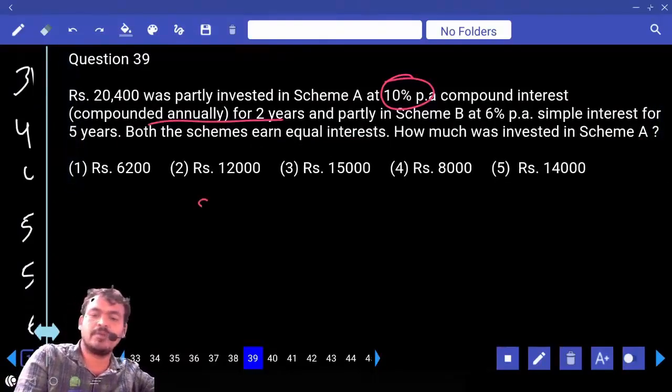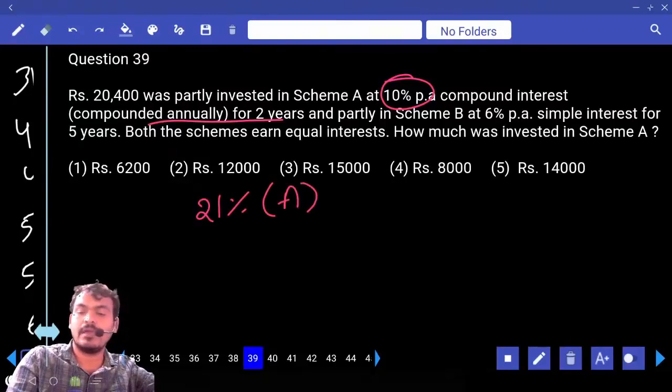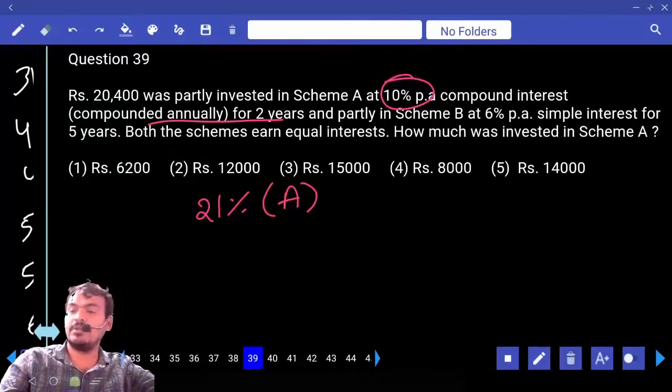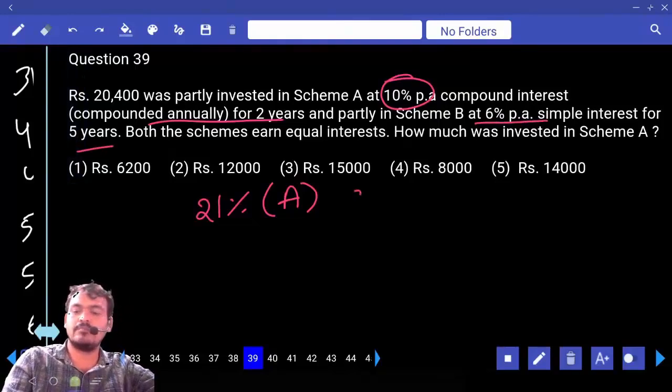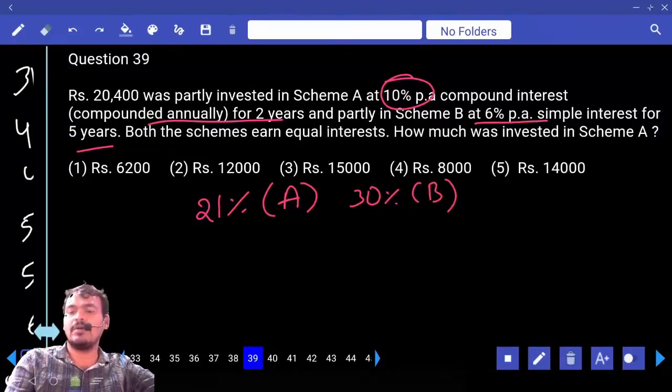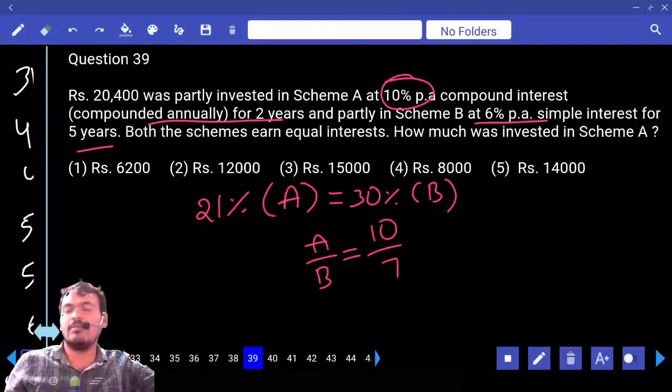10% for 2 years compound means 21% of A. Next, second one, simple interest 6% for 5 years. Simple means 30% of B. Both are getting equal interest. Then A by B equals 30 by 21, that is 10 times, 7 times. Then the ratio is 10:7.